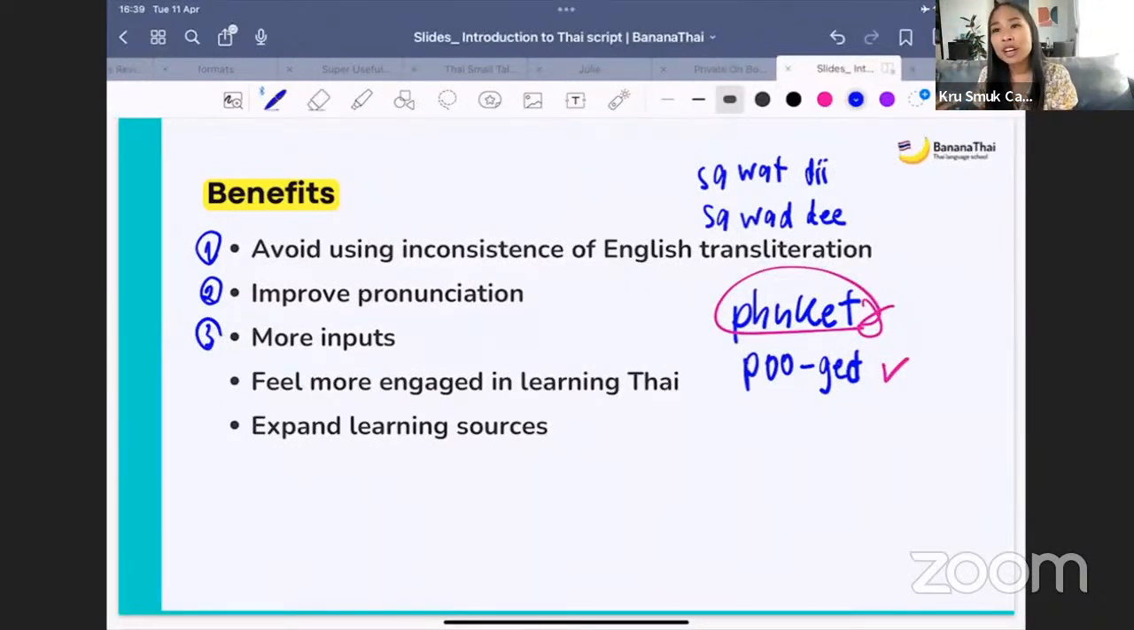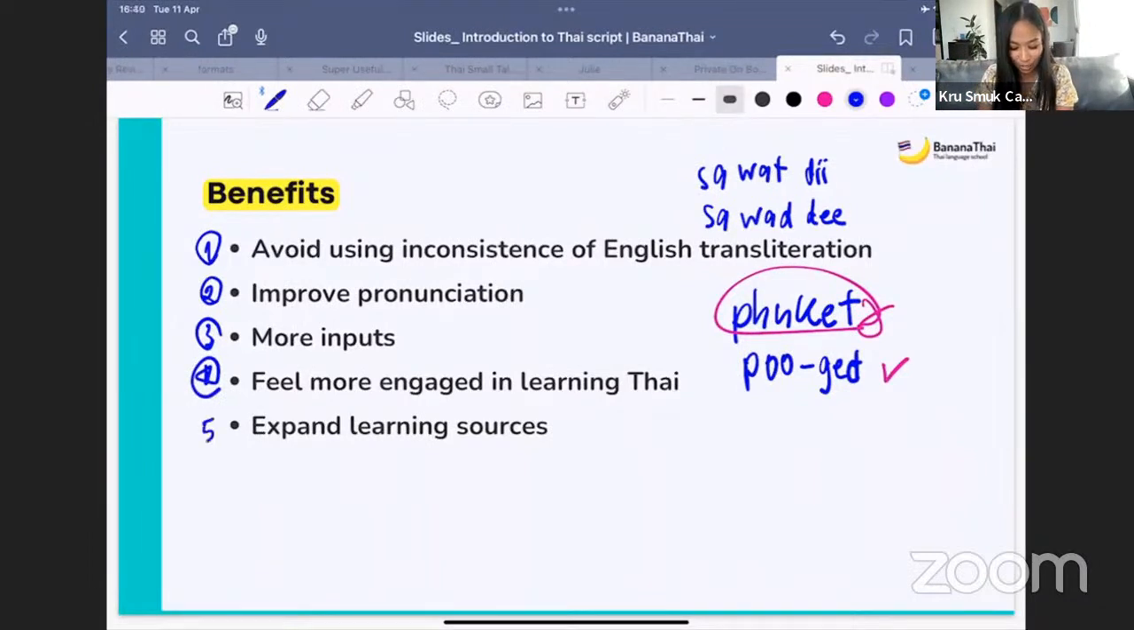So more input, and then more output actually, because then you're not only limited to listening practice and speaking practice, but you also will be able to look at things and realize and recognize and read. And that is the key of learning because you will have more input to learn. And then you will feel much more engaged when you want to learn Thai.